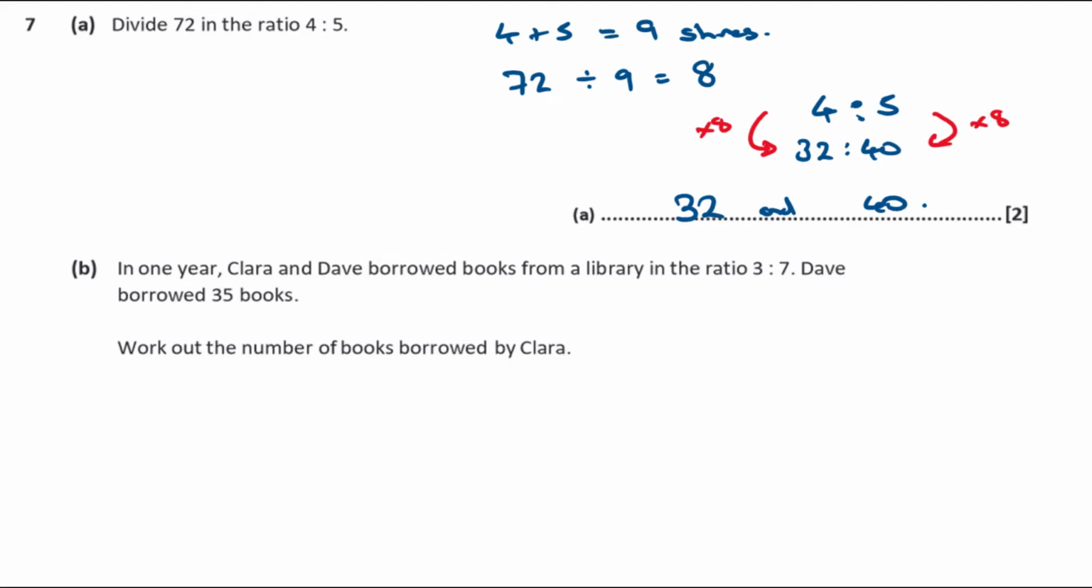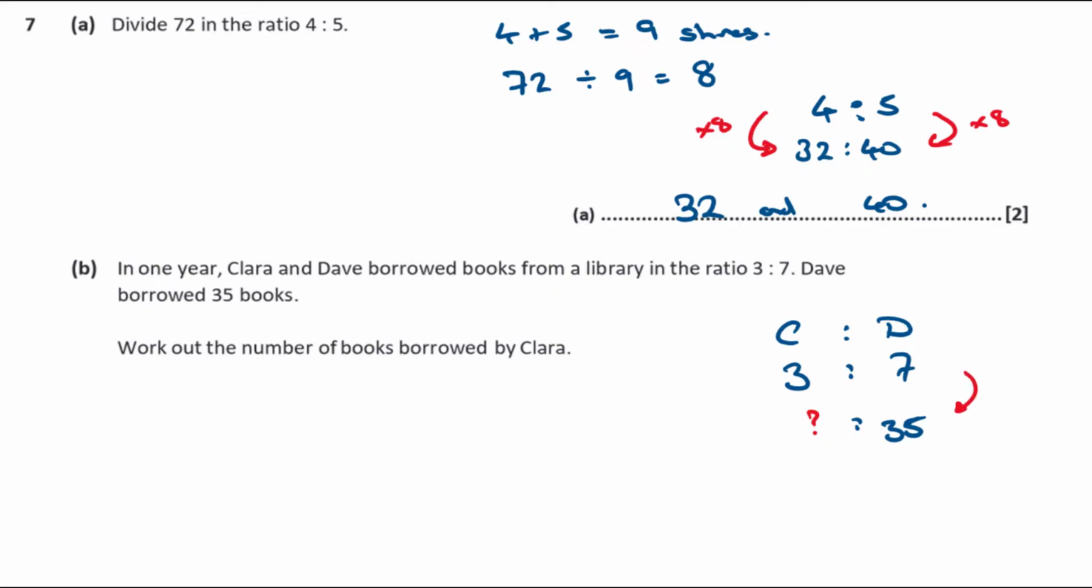In 1 year, Clara and Dave borrowed books from the library in the ratio of 3:7. Dave borrowed 35 books. Work out the number of books borrowed by Clara. Okay. So we've got Clara to Dave, and they're in the ratio of books borrowed 3:7. Now we're told that Dave borrowed 35 books. So I'm going to write that 35 under the Dave column, and then I want to work out, well, what is Clara's then.